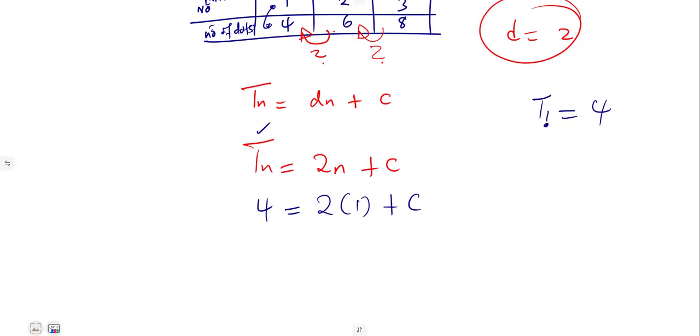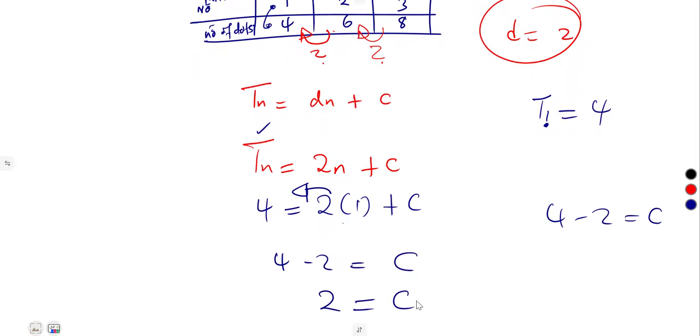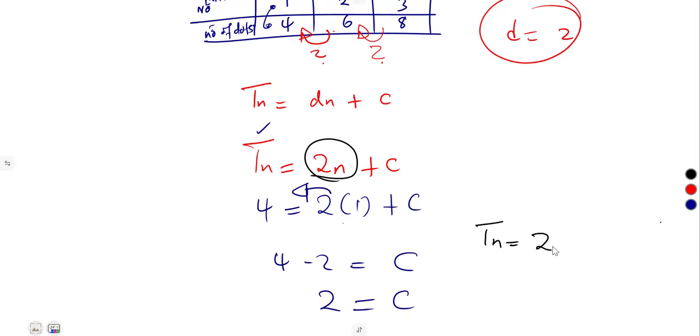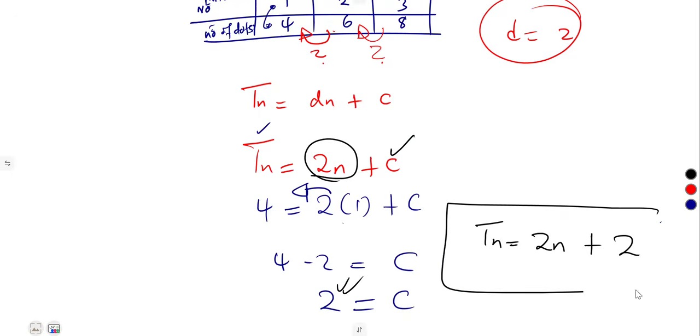So let's solve for c. That's 2 times 1, which is 2. Then 4 minus 2 is c if we take this to the other side of the equation. So that's 4 minus 2 equal to c. So c is going to give us 2, meaning that our Tn, which is the rule, is given as 2n plus our c, which is 2. There are so many ways of finding this rule that I explained, guys.